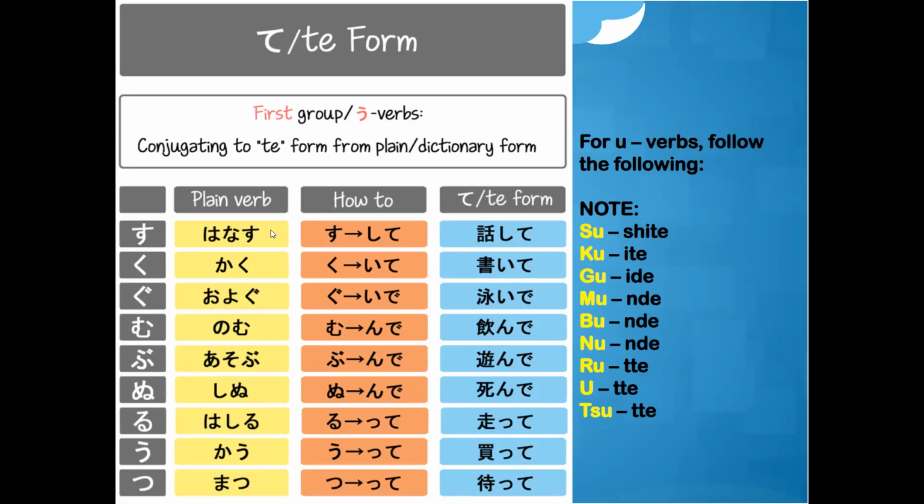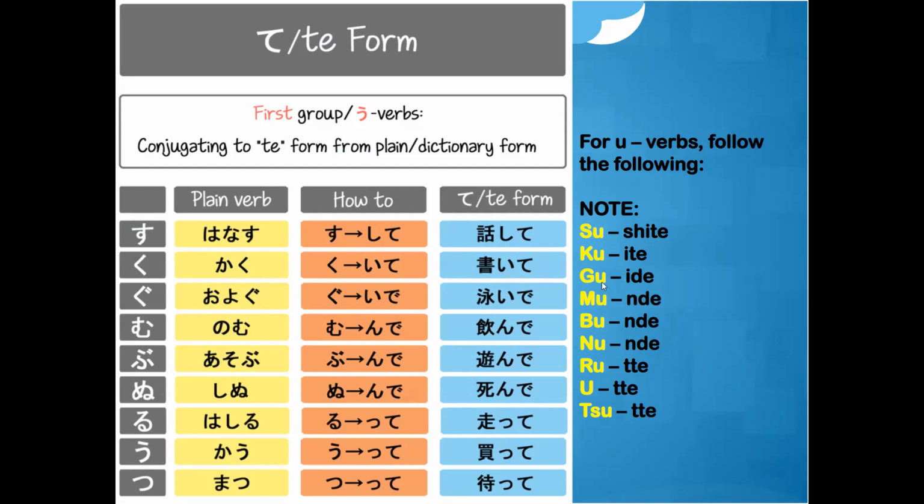Let us say, for example, all of these end in the dictionary form with the vowel u, and you need to turn them into the te form. So all those verbs that end with su, just like hanasu, you turn that into shite. So hanasu becomes hanashite, that's to speak. And kaku, that ends with ku, so you replace ku with ite. So kaku, which means to write, becomes kaite. Kaite. Please write. Kaite kudasai. Please speak. Hanashite kudasai.